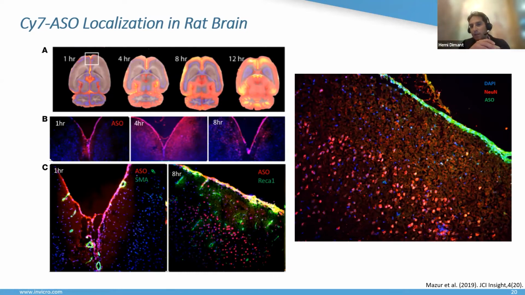But if you look at the stain here, the NeuN stain, which stands for neural nuclei, you can see that we have colocalization. We're seeing green ASOs, so the Cy7 labeled ASOs, co-localizing with the neuronal nuclei, confirming that the ASOs are getting into the parenchyma and are eventually ending up in neurons.